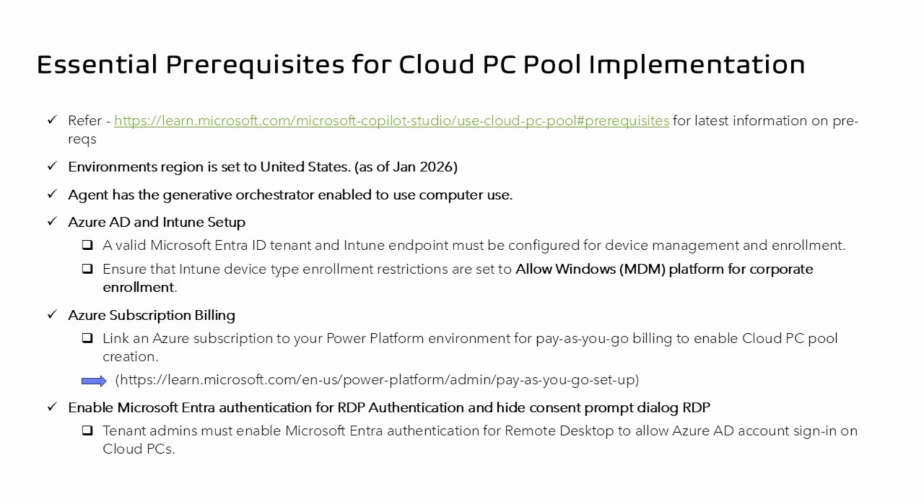The next is the Azure AD and Intune setup. For the cloud PCs, a valid Microsoft Entra ID is required, and Intune endpoint must be configured for device management and enrollment. And then the next one is subscription billing. One thing to be taken care of is that the Power Platform environment is linked to the Azure subscription for pay-as-you-go billing to enable the Cloud PC pool creation. You can go through the link that I shared here for more details.